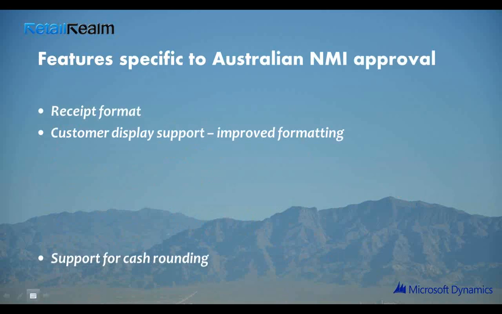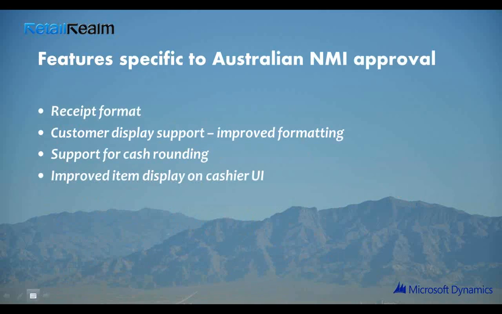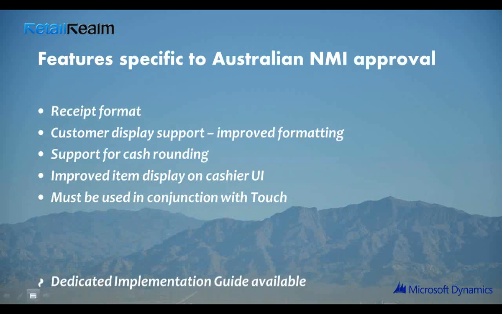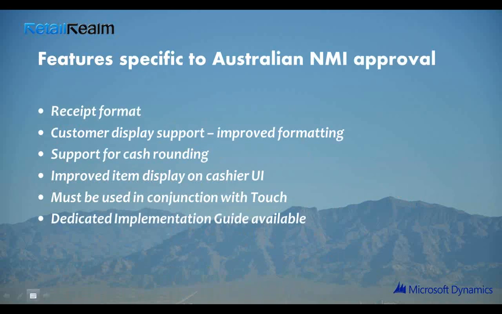We support cash rounding, which is key in Australia. We've also improved the general look and feel of the product. So for Australia, it must be used with the touch product. That was one of the stipulations. Generally speaking, the features that we're showing you today for North America and for the touch and the weights and measures support are just general across the board. They're an extension of what we've had prior to version 17. And we have a dedicated implementation guide in addition to the normal setup manual.